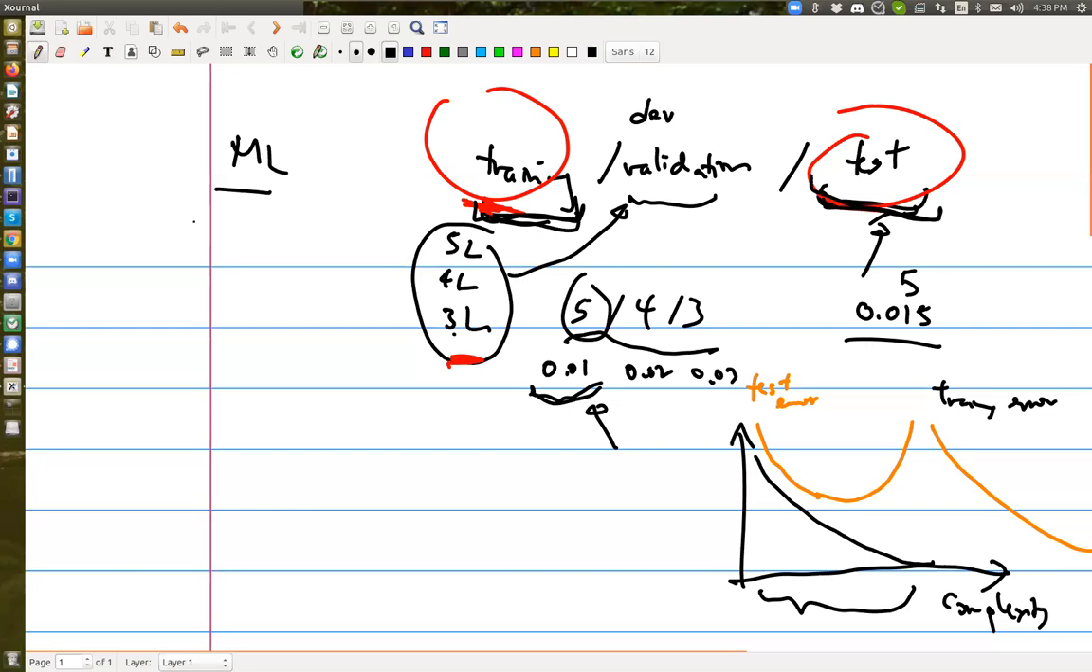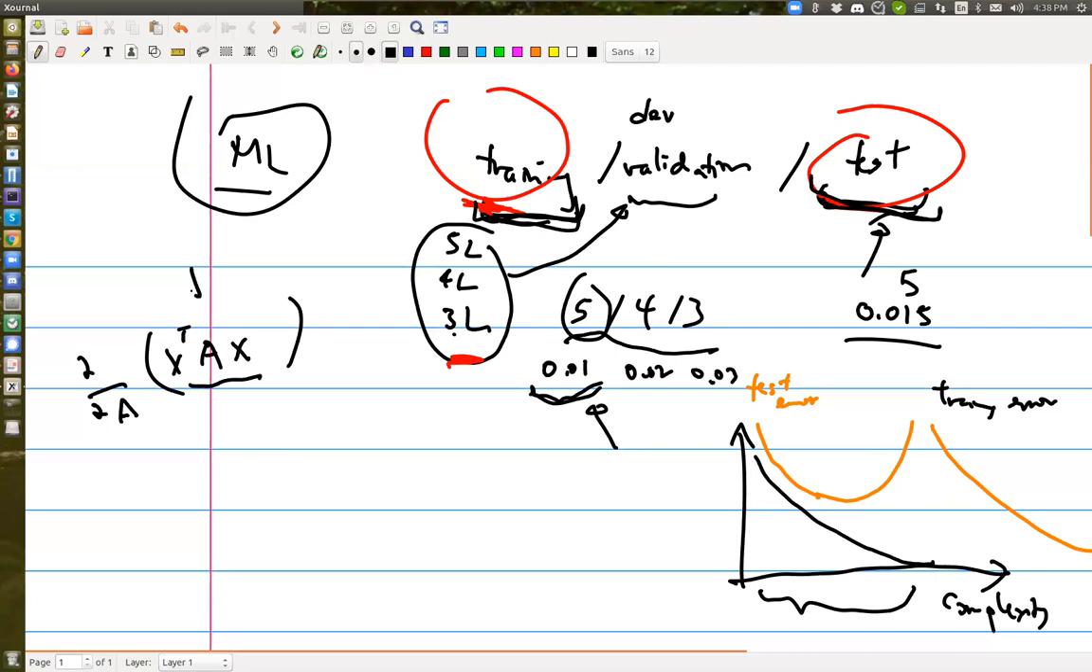So that's a little bit about the setup of machine learning in general. Another thing: many of you still have problems computing the gradient. One of the questions is something like this, where I'm trying to find the derivative of this guy. This one of course is a scalar and this is a matrix, right?